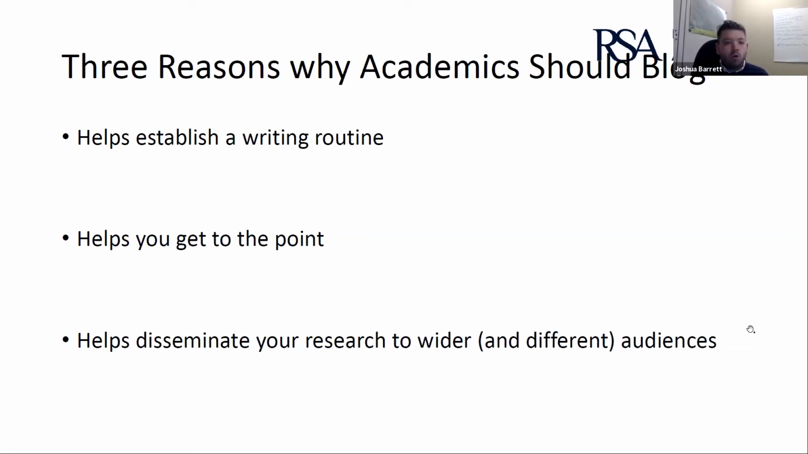Oftentimes writing for a blog is a bit more of a creative process where you're not constrained by a lot of the more academic tendencies that we like to have when we're writing manuscripts. And so this is another opportunity to get the creative juices flowing and for you to be able to articulate in a different way some of the main points that you want to get to, which is a good segue to my next point, and it helps you get to the main point.